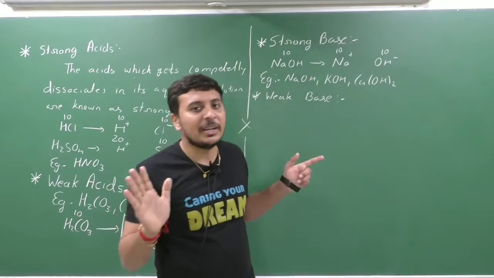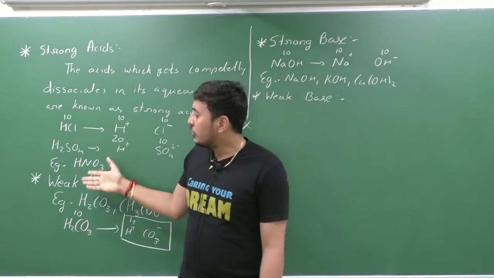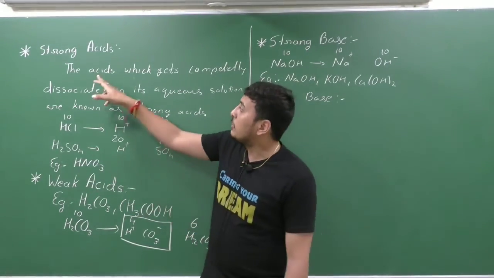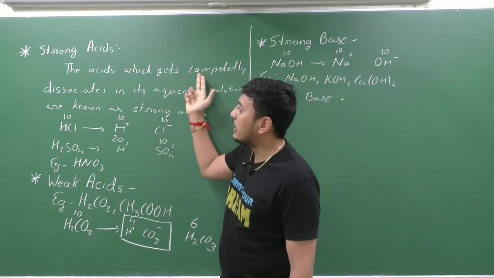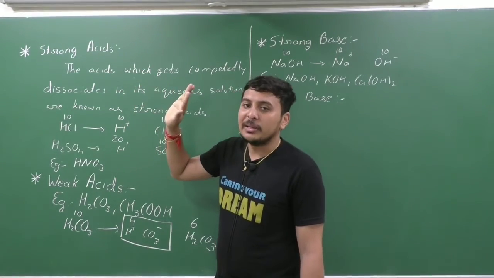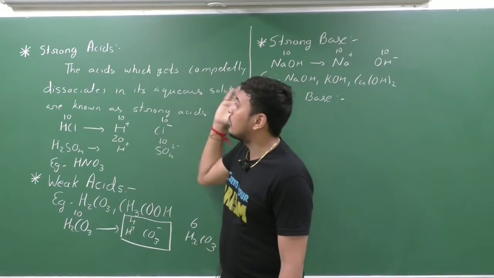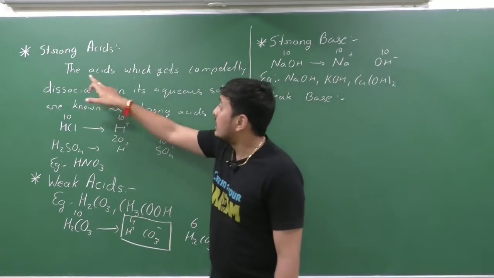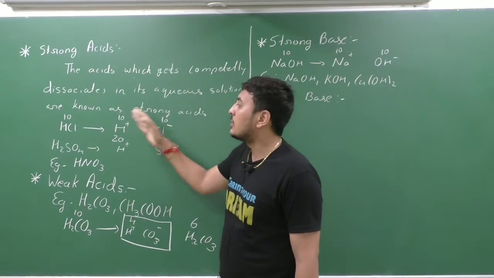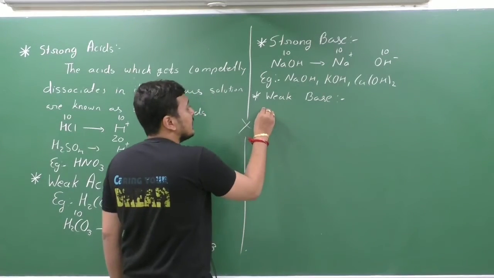So the definitions are quite easy. If you are able to understand and remember one definition, then you will be able to write and remember all the next three definitions. Strong acid: the acids which get completely dissociated. Weak acid: the acids which do not get completely dissociated. Same for base. Strong base: the base which gets completely dissociated. And weak base: the base which does not get completely dissociated in its aqueous solution. Clear? Hope you have written the definition of the weak base.